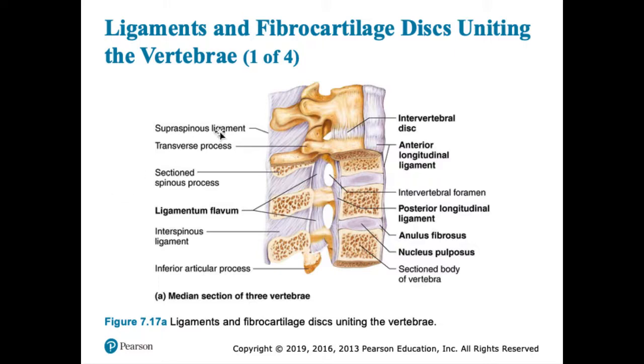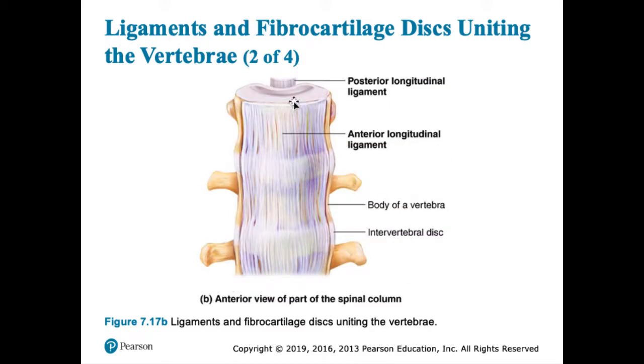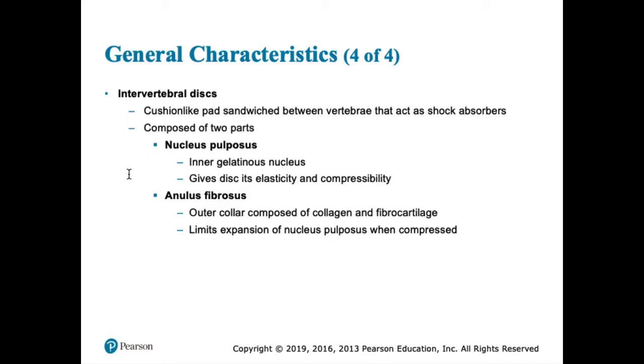And so you can see these ligaments and the fibrocartilage discs that unite them. So make sure that you're understanding this image as well. This, of course, is the posterior ligament here, and you can see this anterior longitudinal ligament that helps so that you don't overbend in either direction.